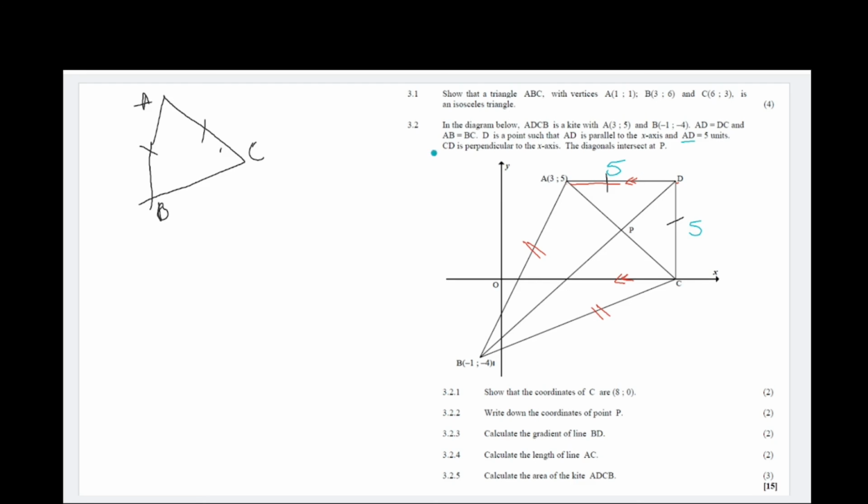And they say CD is perpendicular to the x-axis. CD is this line over here. They say it's perpendicular to the x-axis, so you can just write a little 90 like that. And they say the diagonals intersect at P, so this is a diagonal and this is another diagonal. This is the intersection point.